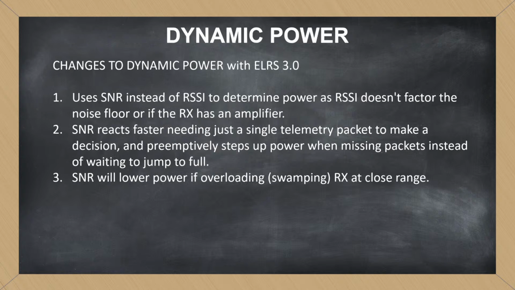For dynamic power, here are some other notes, and these are based on 3.0. In 3.0, they're using the signal to noise ratio instead of RSSI to determine the power, as RSSI doesn't factor the noise floor or if the RX has an amplifier. Also, apparently, signal to noise ratio reacts faster because it only needs one telemetry update to make a decision. And the SNR will lower power if swamping.